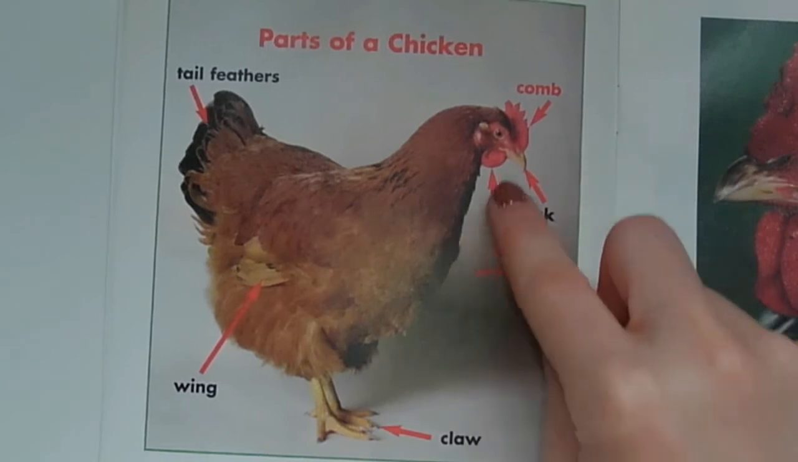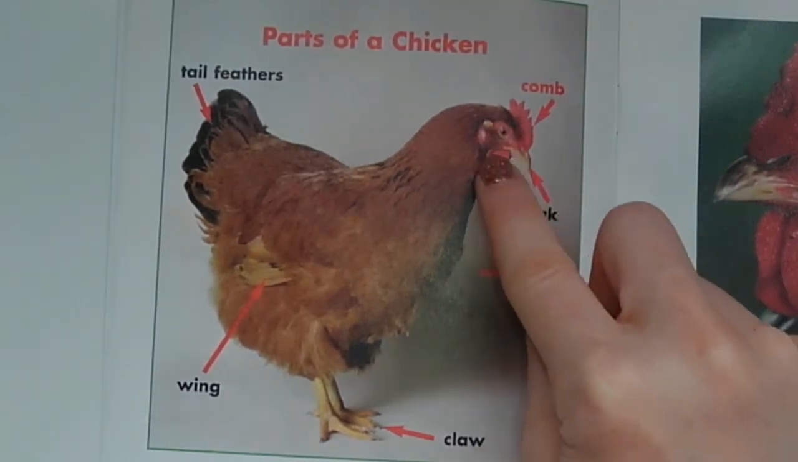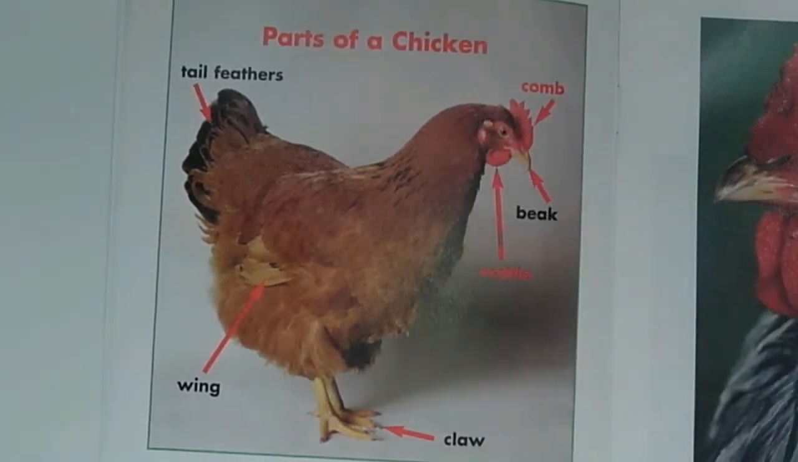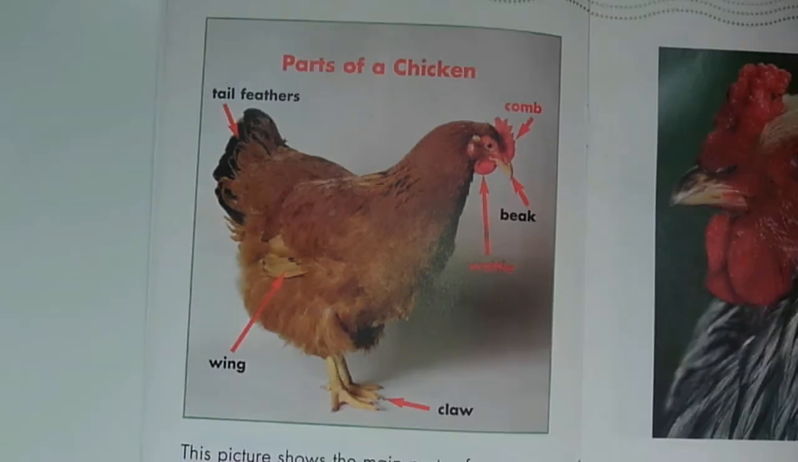And then this part, this is my favorite body part of a chicken. This is called the wattle. Can you say that 3 times fast? Wattle, wattle, wattle. I love that. I just think it's such a neat little word. And then claw. So those are the parts of a chicken.